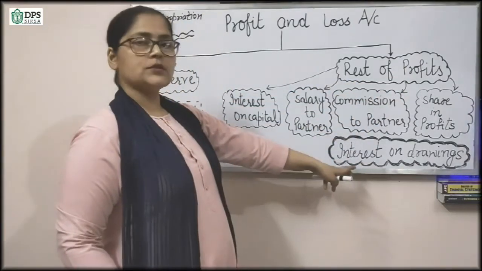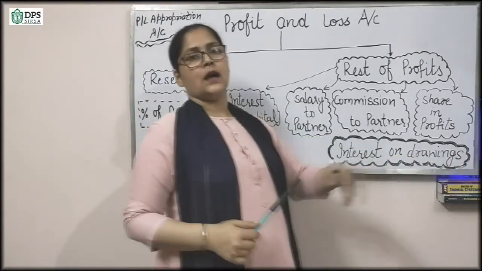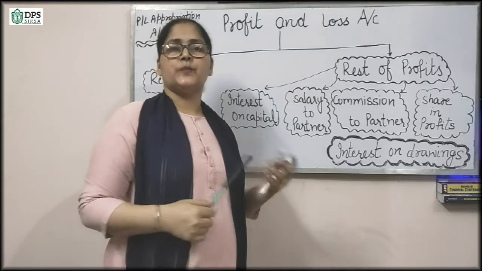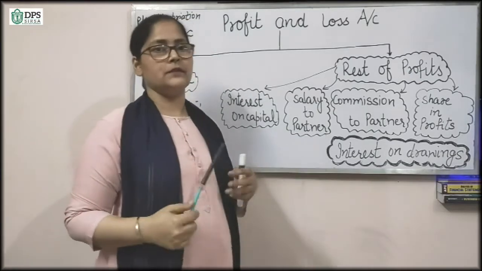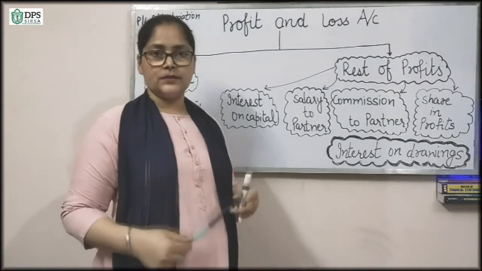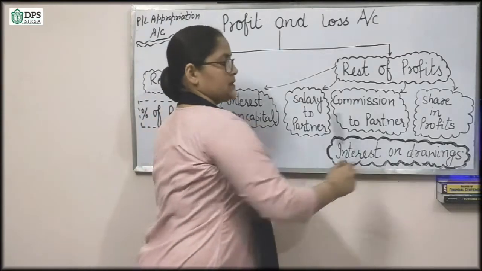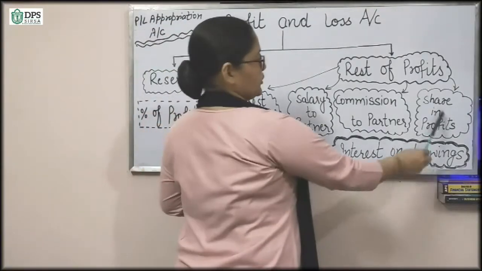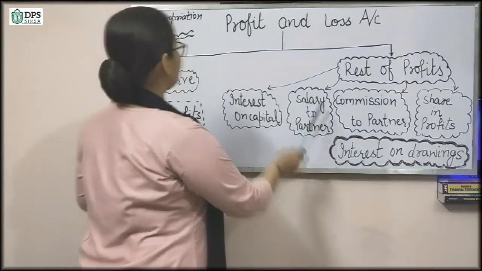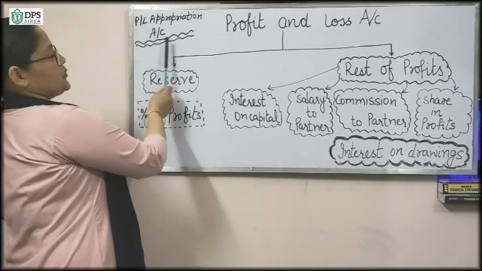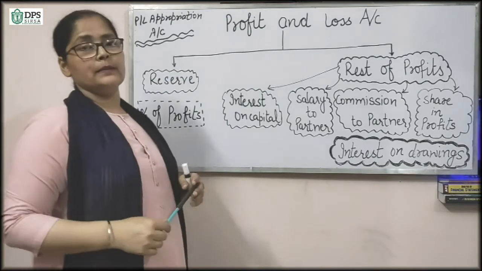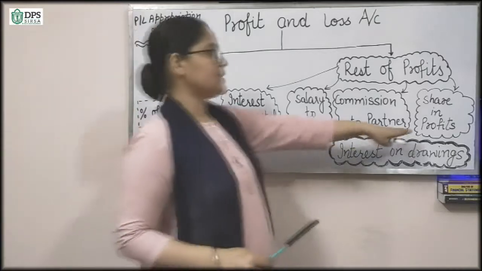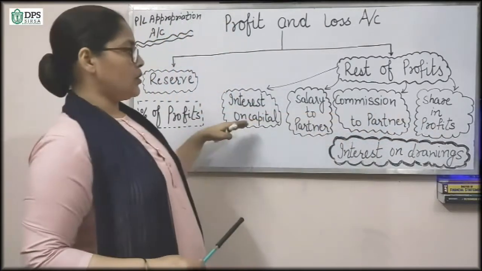What is interest on drawings? Interest on drawings is the amount which a partnership firm is getting from its partners on drawings. Whatever drawings they made from the partnership firm, interest on drawings is received on that amount. So all these are appropriations, and all these we will handle in the P&L appropriation account. Now we will make the P&L appropriation account, and we will discuss in this account all these items.